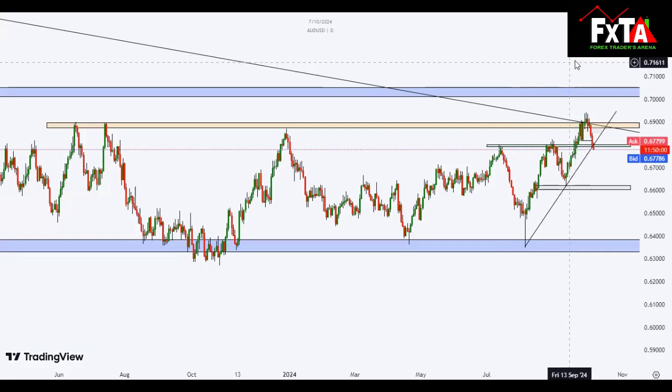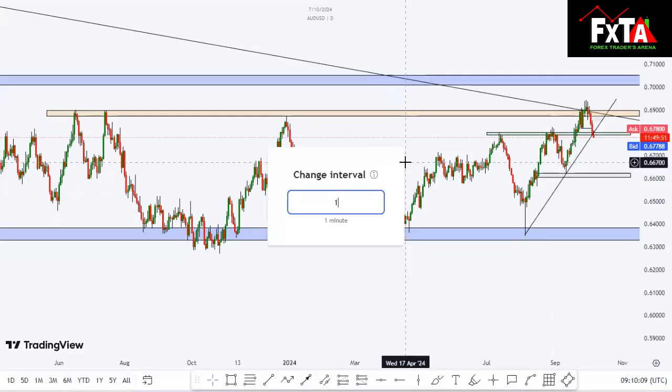So let's start off with AUD USD. And as always, we start from the monthly time frame.